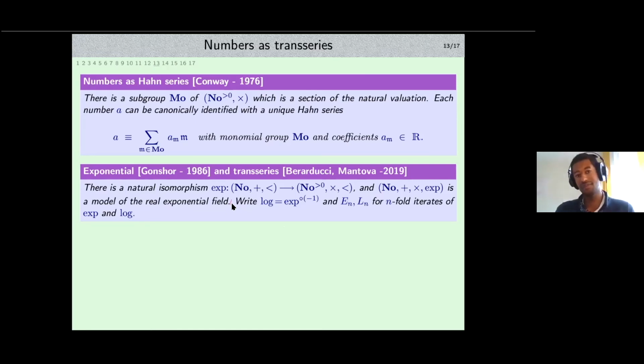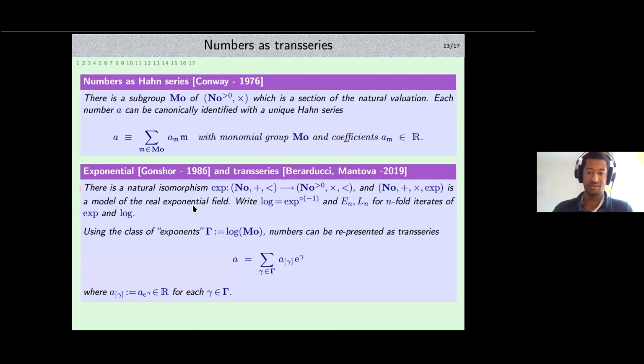So if you have an exponential, a logarithm, and you have Hahn series, it's similar to transseries. So if you take a number A written as a Hahn series, you can replace each monomial m here by exponential of gamma, where gamma is just the logarithm of m. And so you get a sort of transserial representation of numbers. Just playing with notations here.